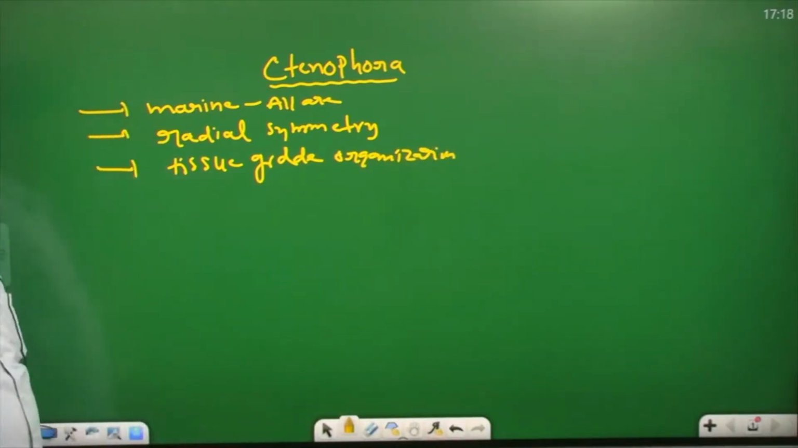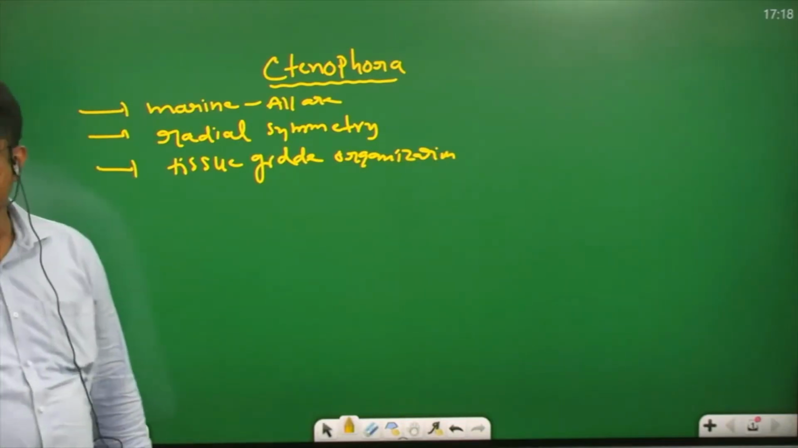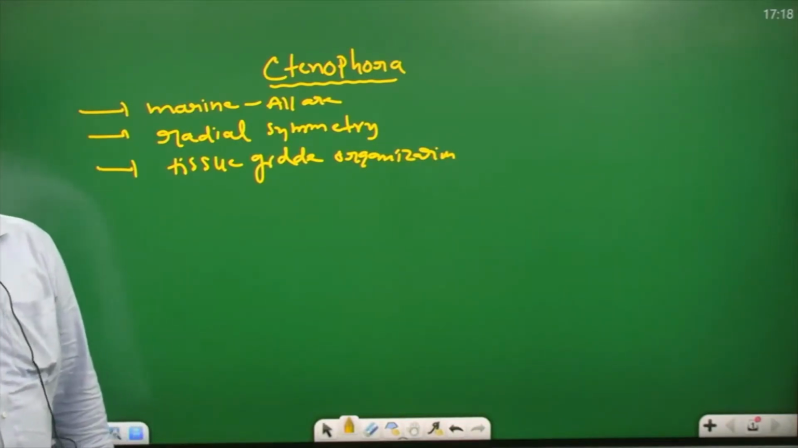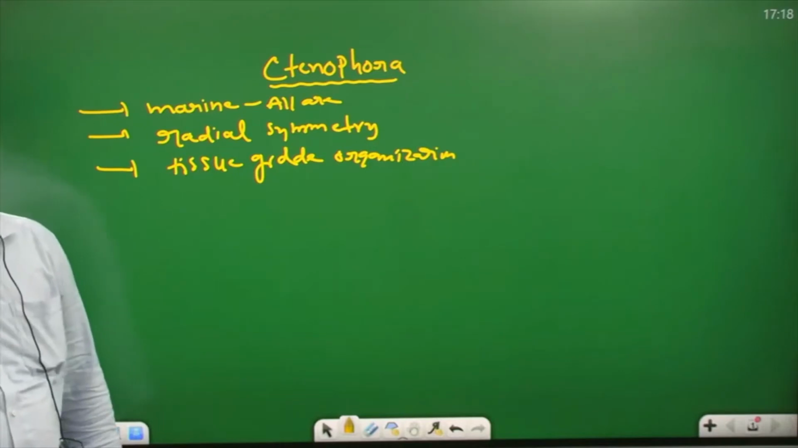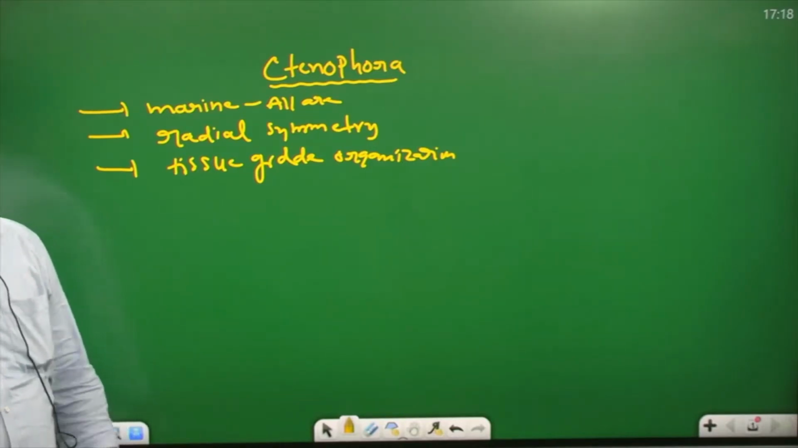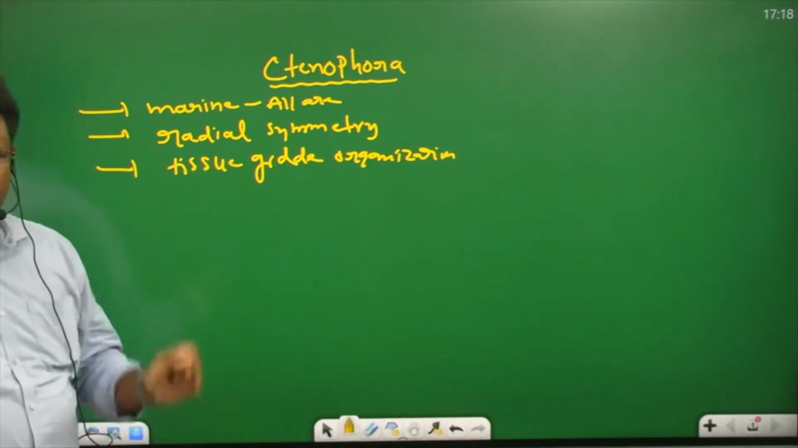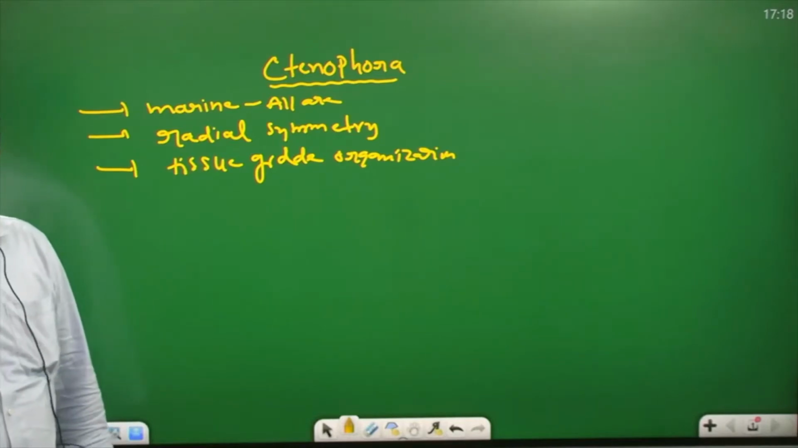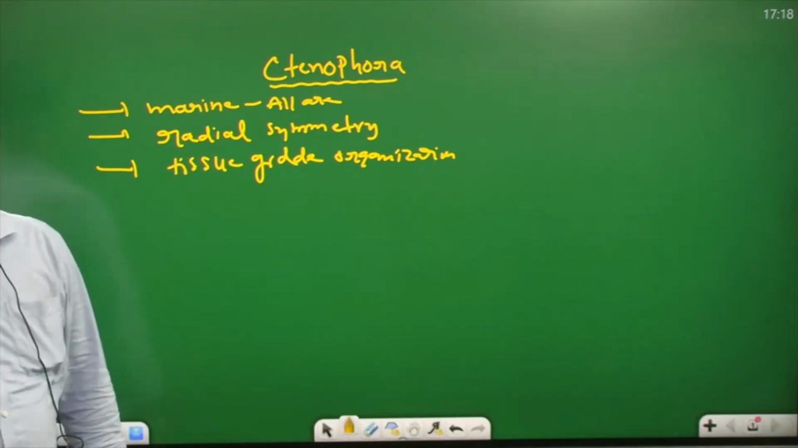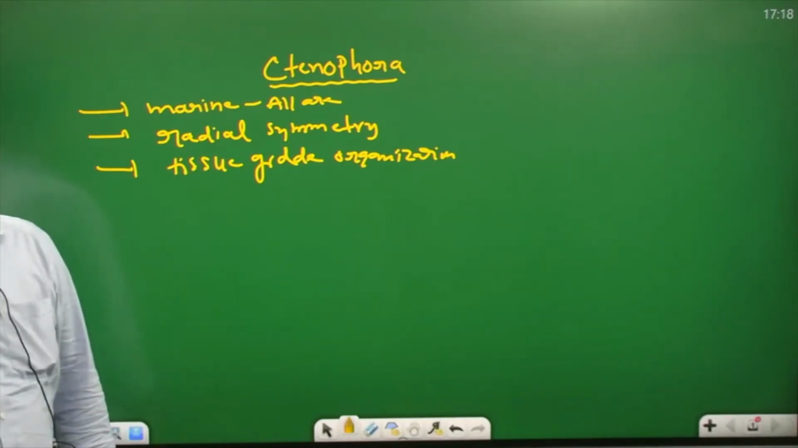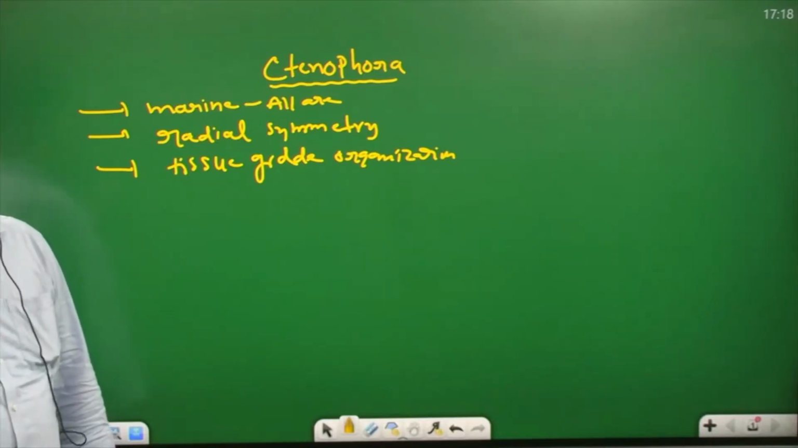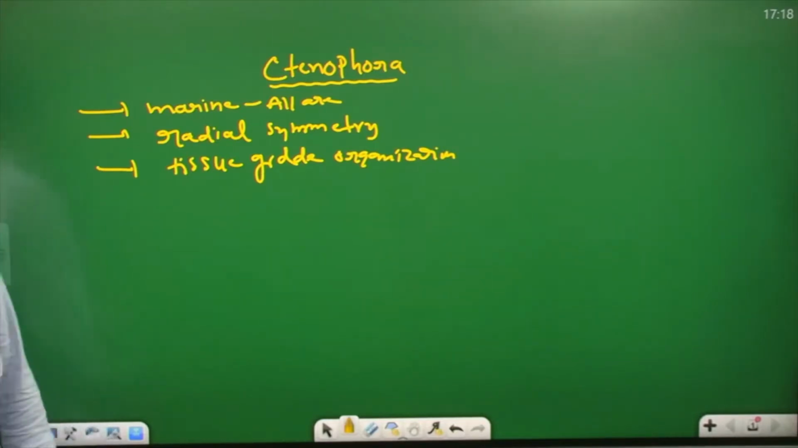Tissues are present. First time tissues formed in the Cnidaria. Porifera have only cells. Here also, what is there? Cells are closely arranged, one cell to another cell, with nerve cells and coordinating cells. That's why tissues are formed.